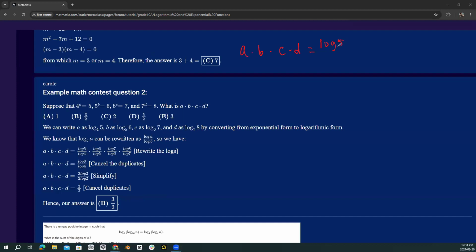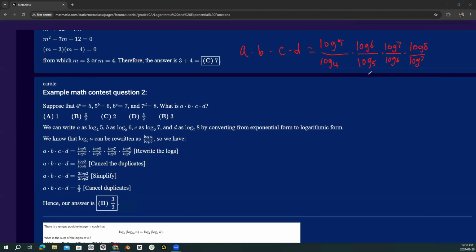log 5 over log 4 times log 6 over log 5 times log 7 over log 6 times log 8 over log 7. Okay, so now that we've written this into the change of base formula, we can start simplifying.